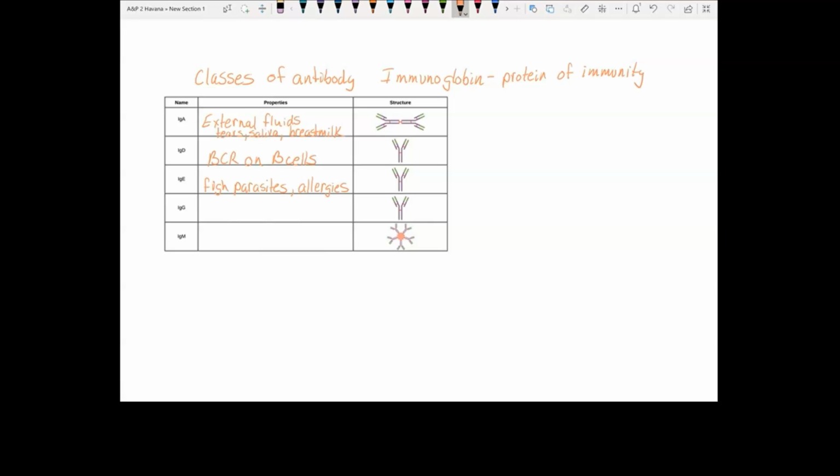The IgG is in internal fluid, such as blood and cerebrospinal fluid. IgM is also in your blood, and this is the one that causes agglutination. So when we were testing blood types back in chapter 18, that was IgM antibody we were using to look for agglutination.